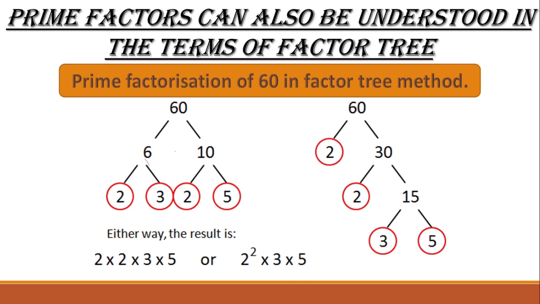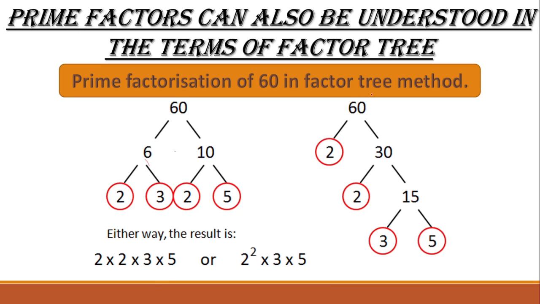So here we will stop, because 2, 3, 2 and 5 are all prime numbers. So we will stop only at prime numbers. While doing a factor tree, we will only stop at prime numbers. Now here we have 2, 3, 2 and 5, right? So the factorization will be 2 into 2 into 3 into 5. So 2 into 2 is 4, 4 into 3 is 12, and 12 into 5 is 60.